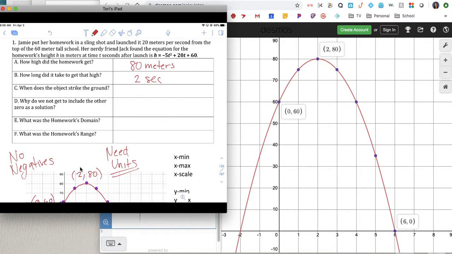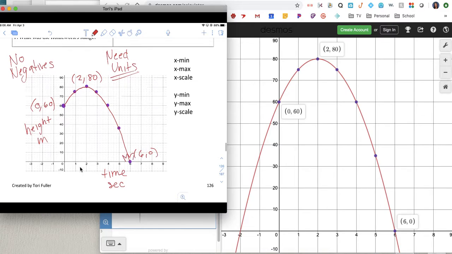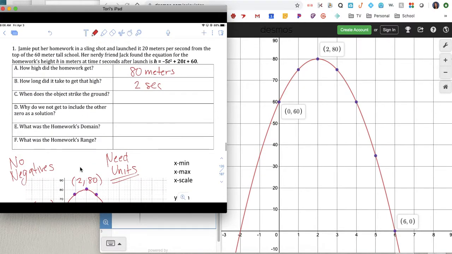When does the object strike the ground? Come down here. Right here is where it kind of went boom. So what time did it land on 0? It's a whole number on this one, so it landed at 6 seconds.